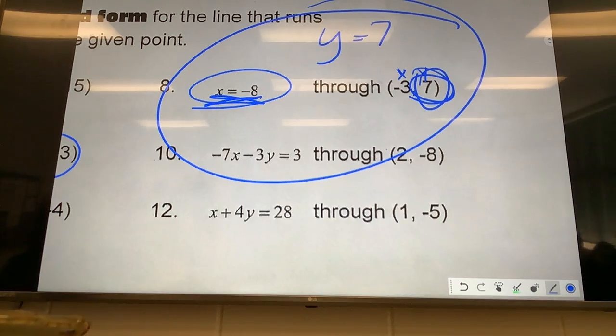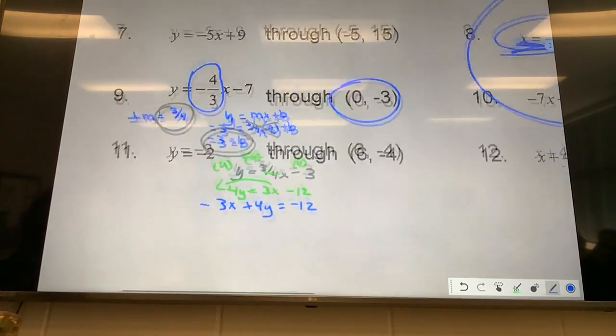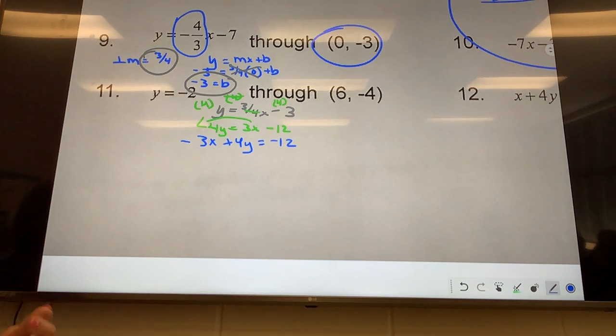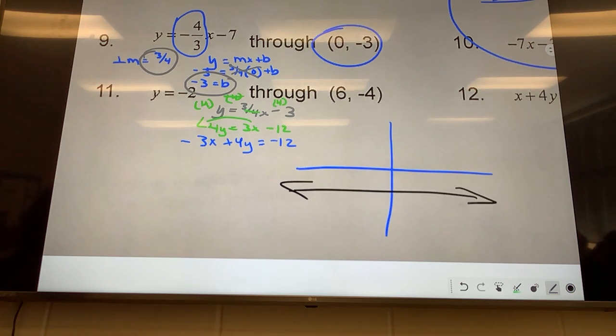Yes. So for number 11, would that mean x is equal to 6? So it says y equals negative 2. So if I were going to graph y equals negative 2, that graph would look something like this. Well, is it perpendicular? Yes. If it's perpendicular, it's got to go like this. So what axis does it go through? x, so x equals 6. Those are the easy ones.